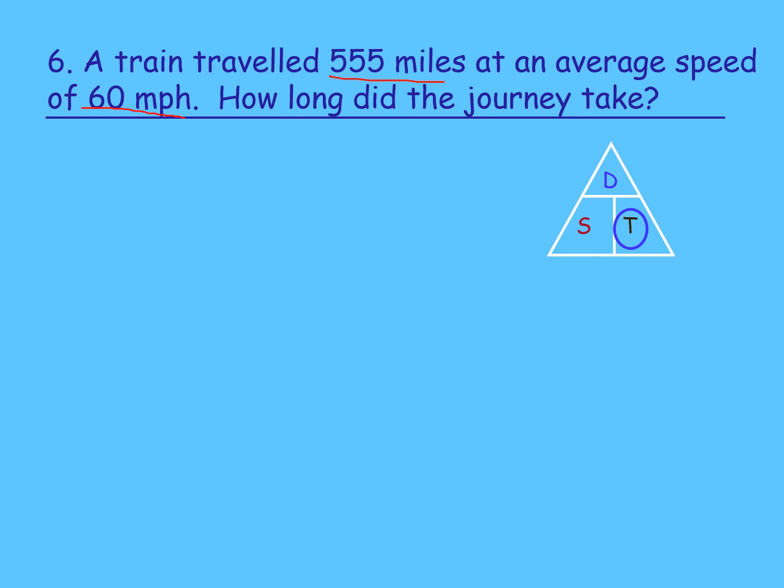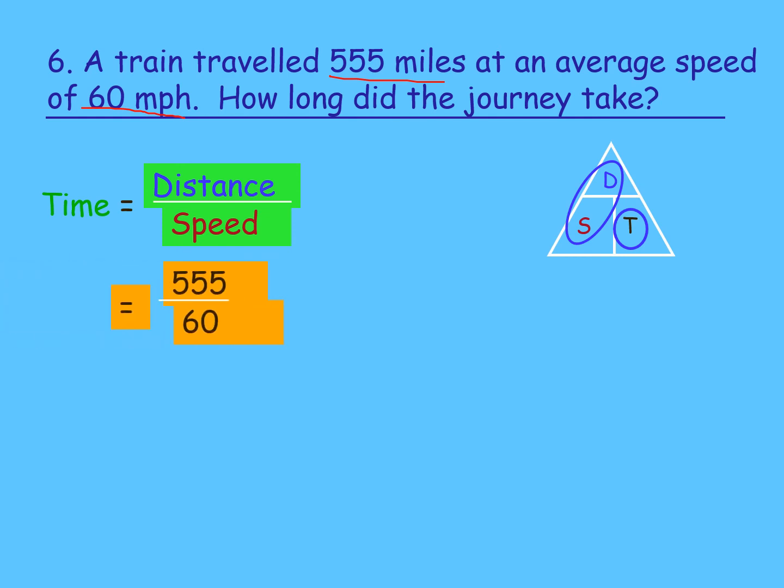Now, what is the formula for time? Time is equivalent to distance divided by speed. So let us supply our formula with the given numbers. We have 555 miles divided by 60 miles per hour. Now, the answer is 9.25 hours, or that is equivalent to 9 hours and 15 minutes.